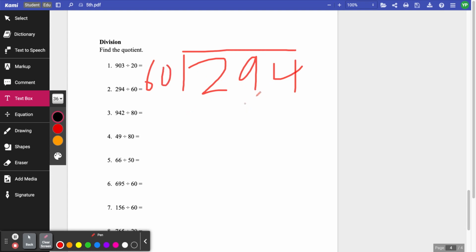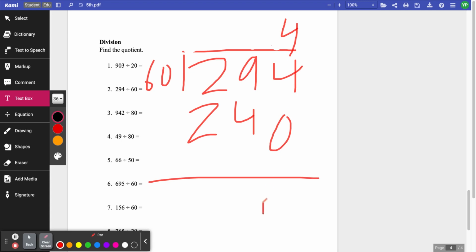60 can't go into 29, so we got to do 60 into 294. So it's not just going to be the 29, but the entire thing. Okay, and 60 times 5 equals 300, so that's too much. 60 times 4 equals 240, so that's gonna work. Oh no, you do not write it like that. Okay, so we just put 4 right here, and then 60 times 4 equals 240. And then minus, so it's going to be 4, remainder 54.